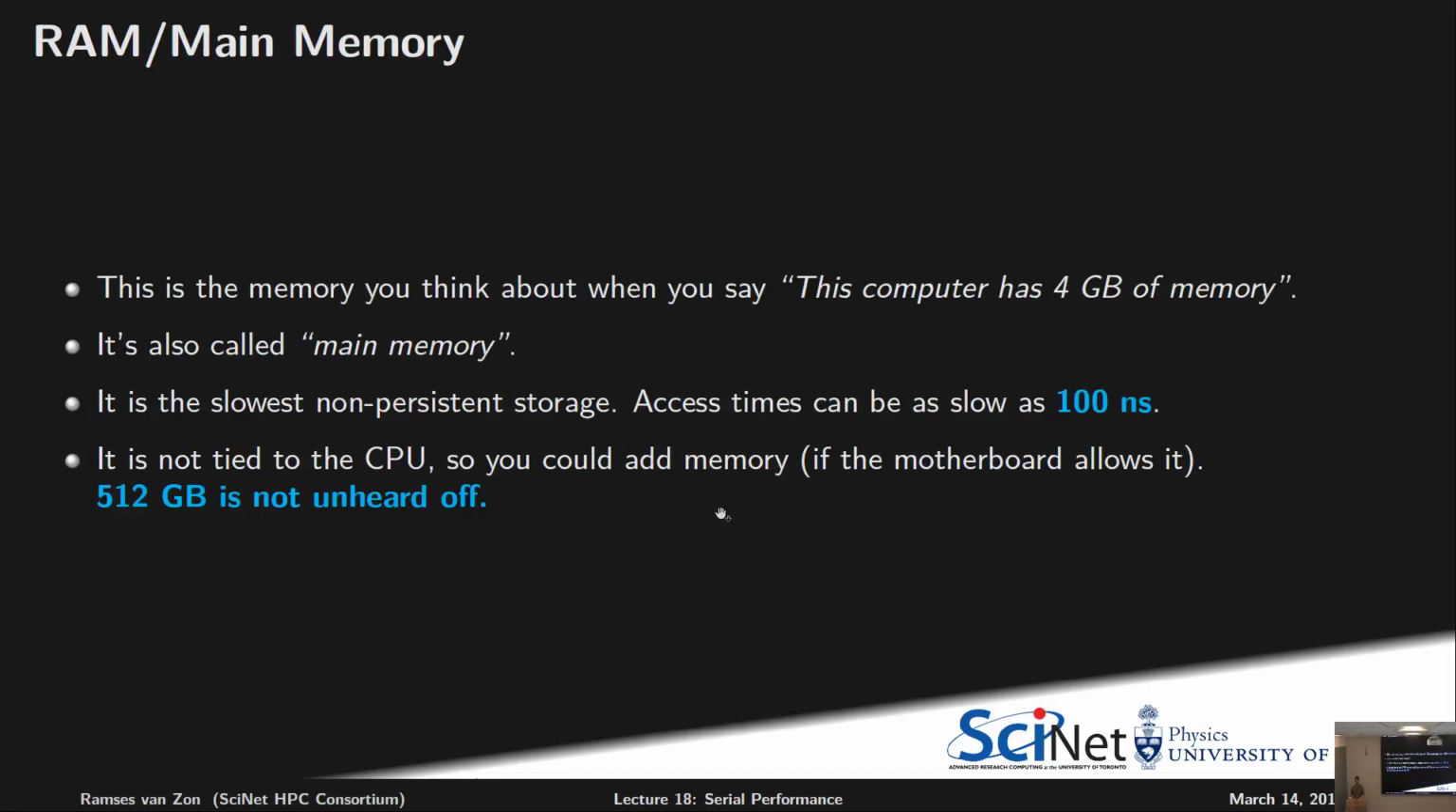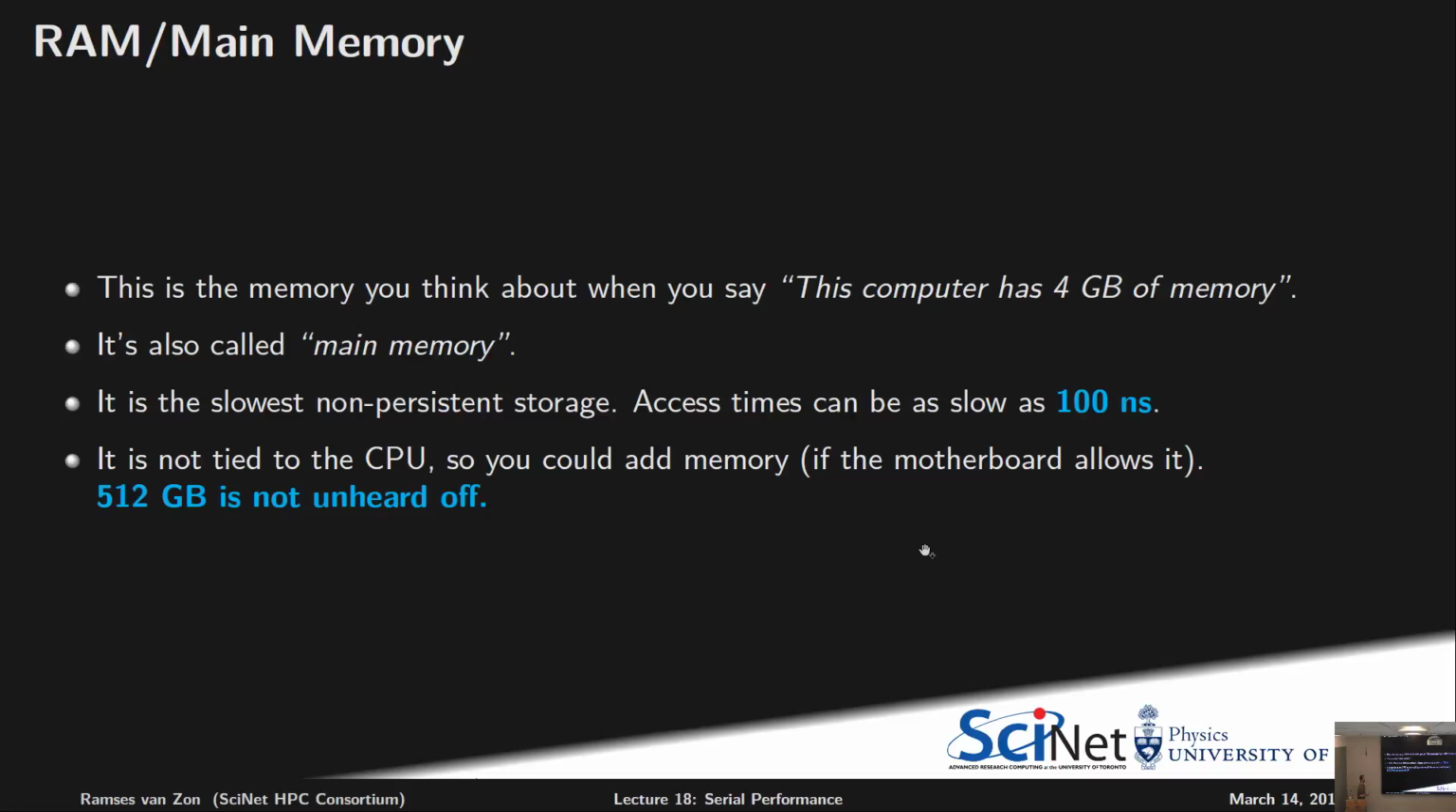Then at the end of the memory hierarchy is RAM, or main memory. That's the memory that you talk about when you say my computer has 4 gigabytes of RAM. It's called main memory. It's the slowest of the non-persistent storage. Non-persistent meaning when I switch off the computer, whatever was in memory is gone. And the access times are of the order of 100 nanoseconds. So that's almost 3 orders of magnitude slower than my chip.